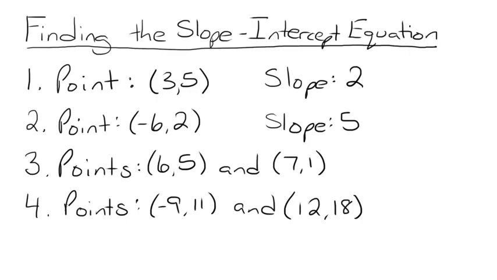Hello! Today we're going to take a look at how to find the slope-intercept form of a linear equation when we're given a point on the line and the slope of the line, and when we're given 2 points on the line.